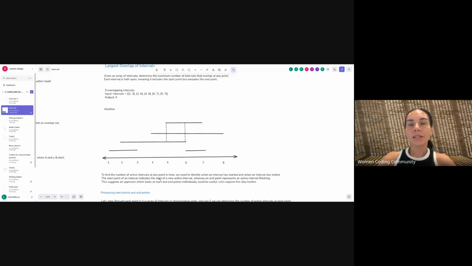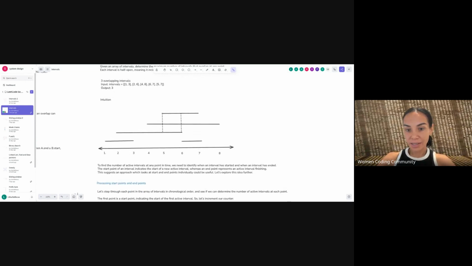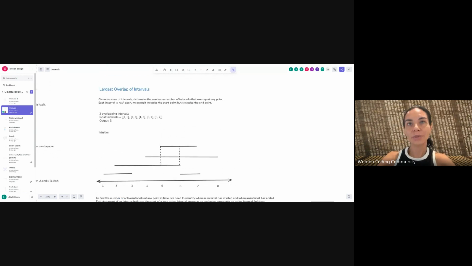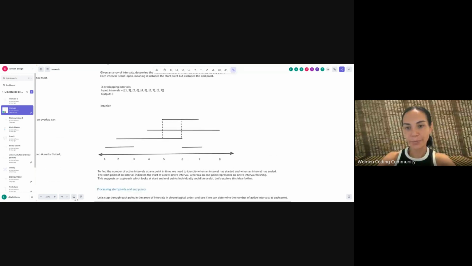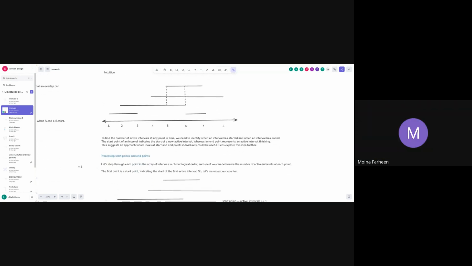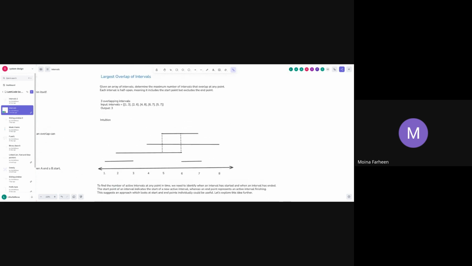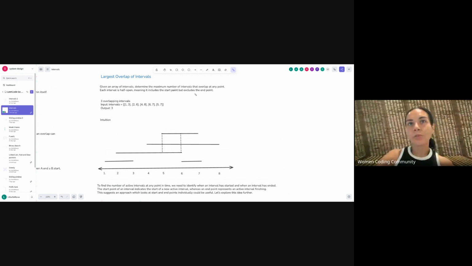Okay. The description is clear at this moment. We just need to find the maximum number of intervals. So when we say half open, does it mean we don't compare? I don't understand exactly what half open meant. It includes the start point but excludes the end point.